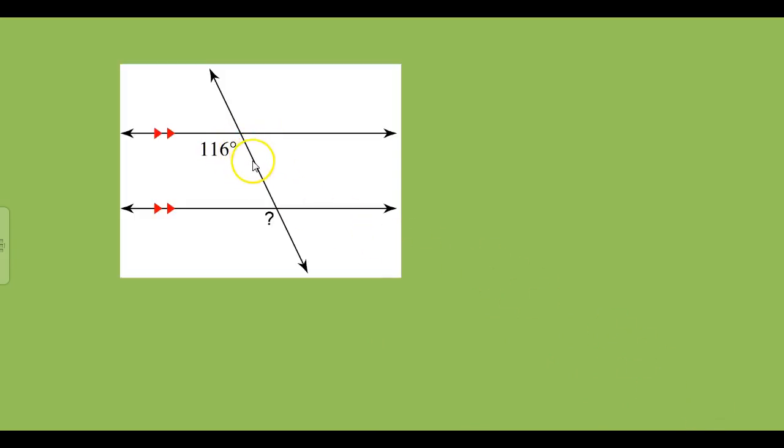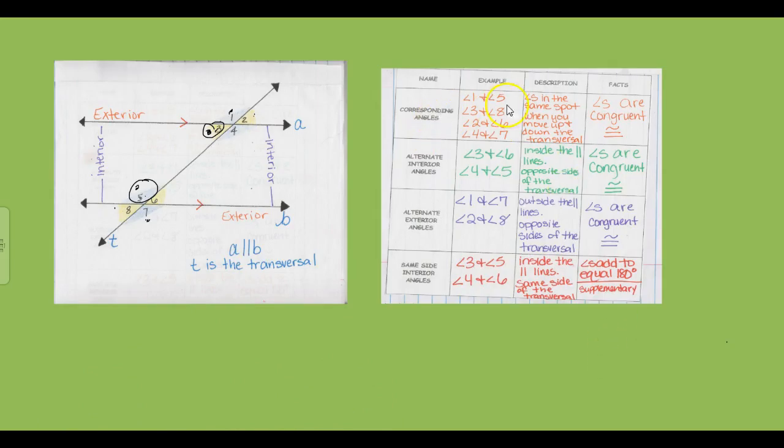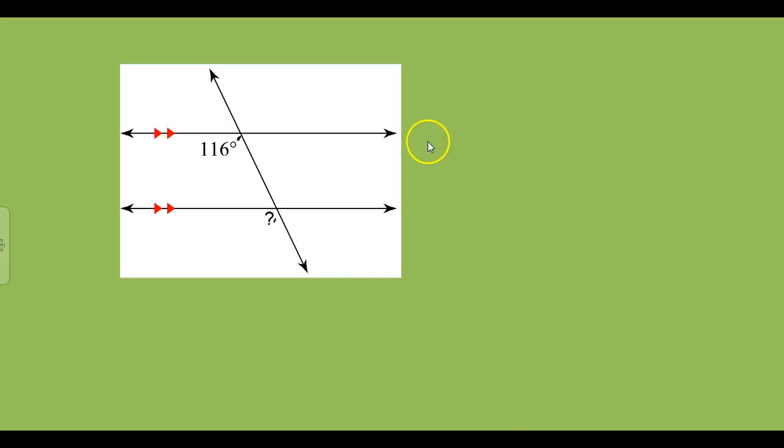So next, I will give you an angle measure, and I'll ask you to give me the missing angle measure. If you look, this angle and this angle are corresponding angles. If we go back to our first page, you will see that corresponding angles are congruent. So if they are congruent, they are the same. And since they're the same, you know that if this is 116 degrees, so is this angle.